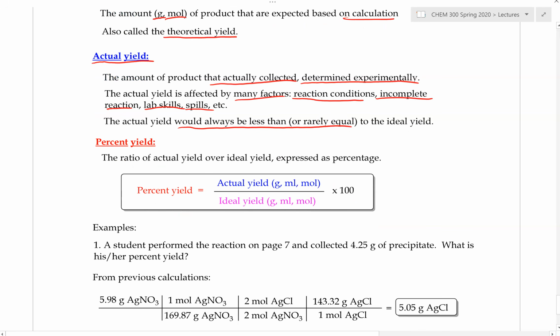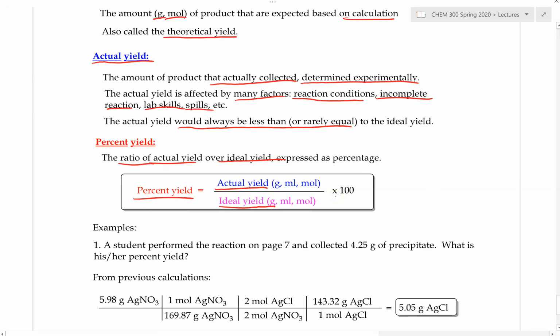And finally, the percent yield. The percent yield is the ratio of the actual yield over the ideal yield, expressed as a percentage. The equation to calculate the percent yield is the following: the percent yield is equal to the actual yield over the ideal yield, multiplied by 100.